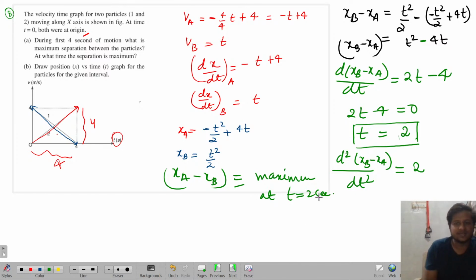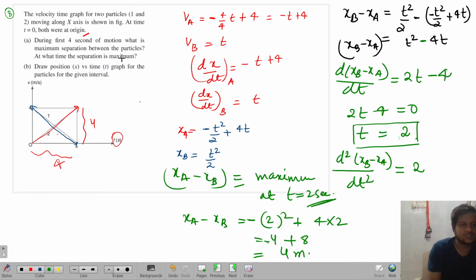So what is your maximum separation at t equal to 2 seconds? It is going to be xa minus xb, which is nothing but 2 square minus 4 into 2. That is 4 minus 8, and this will be negative, so it will be positive that time. So minus 4 plus 8, and that will be nothing but 4 meter. So at t equal to 2 seconds, your maximum separation is happening, and the maximum separation is equal to 4 meter. Are you able to understand this or not? Tell me yes or no. So you have to repeat this question for xa minus xb. Got it or not? You will try to do that.